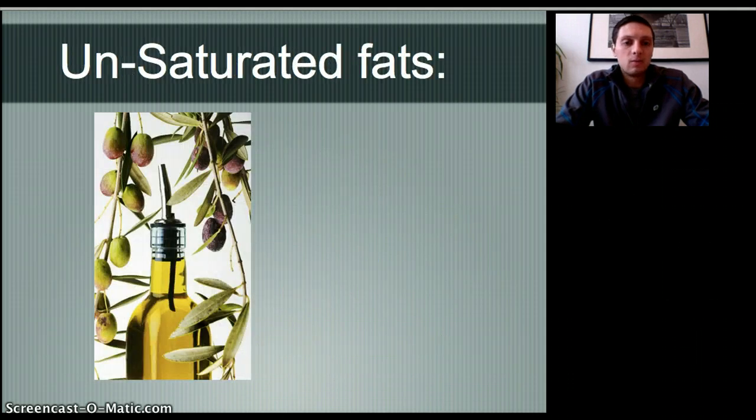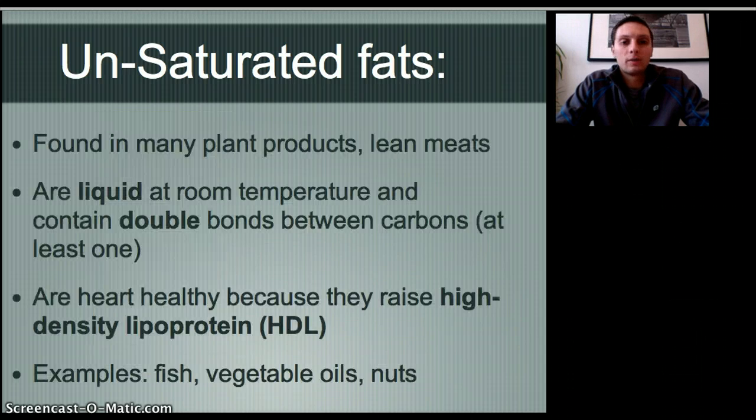Unsaturated fats are more classically the healthy fats. They're found in many plant products and lean meats. One of the big differences between saturated and unsaturated is that unsaturated is liquid at room temperature and contains double bonds between carbon atoms, at least one. And so that's a great way to tell the difference between a saturated and unsaturated fat. If it's a fat and it's liquid at room temperature, then you know that it's an unsaturated fat. These are heart healthy because they raise high density lipoprotein. Some examples of where unsaturated fat would be found are fish and vegetable oils. Nuts do contain some unsaturated fats. Avocados are another good example as well.